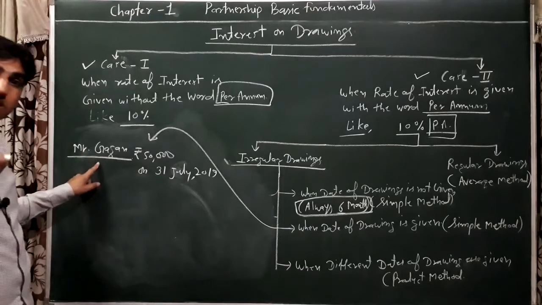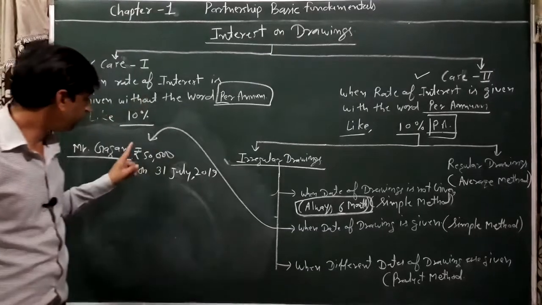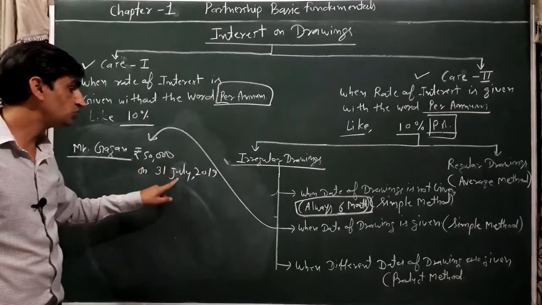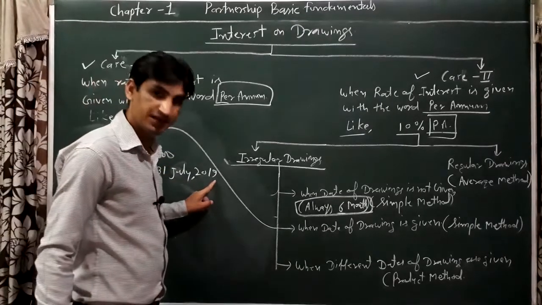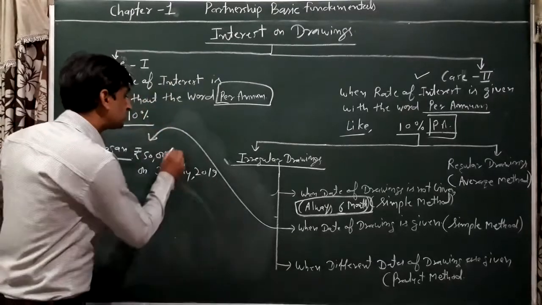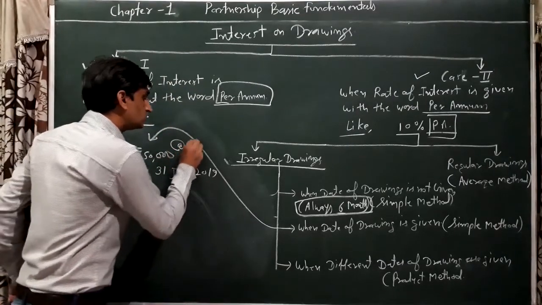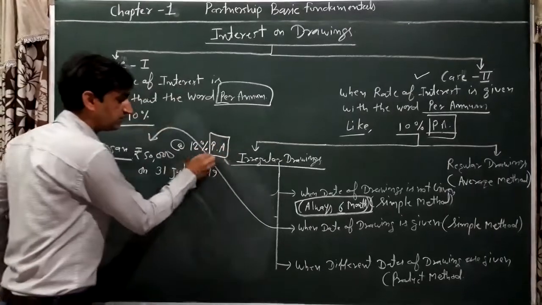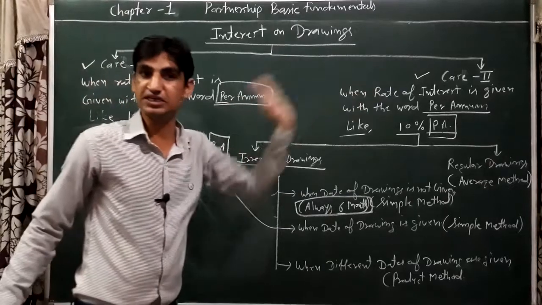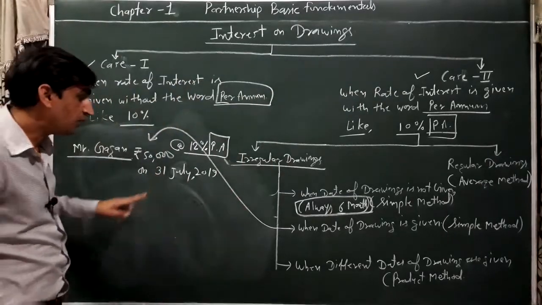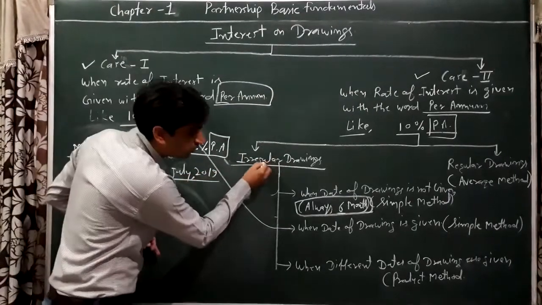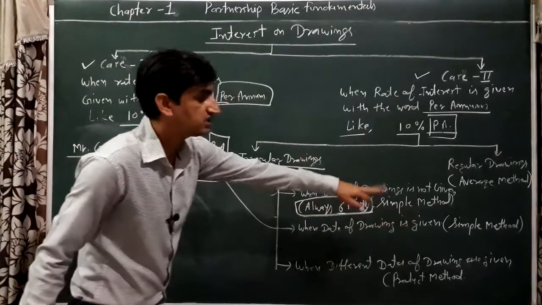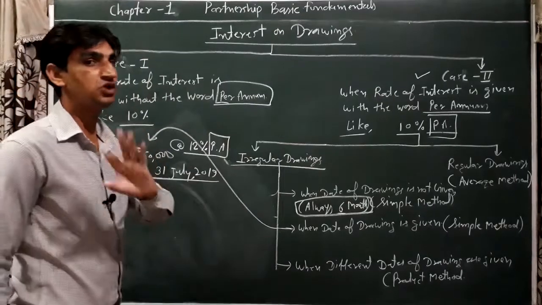Mr. Gagan is a partner in a firm. He withdrew rupees 50,000 on 31st July 2019. The interest rate is at the rate of 12% per annum. The per annum word is given with the rate of interest, that means case second. Is it clear? And the date of drawing is also given. So it is irregular, and its second type, when the date of drawing is given. Here the simple method will be used for calculation of interest on drawing.